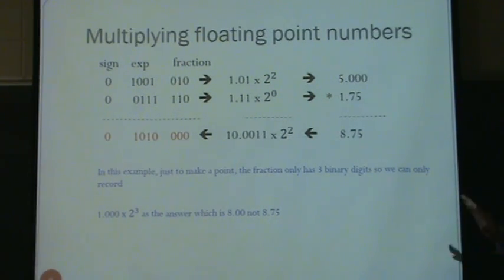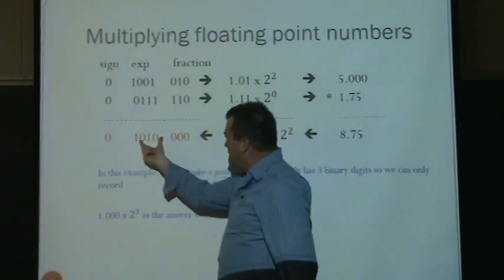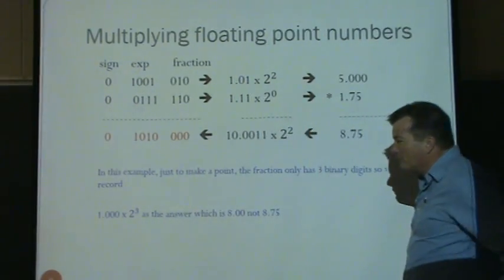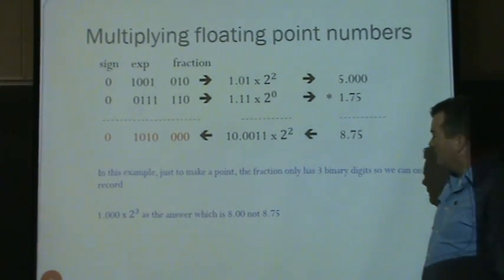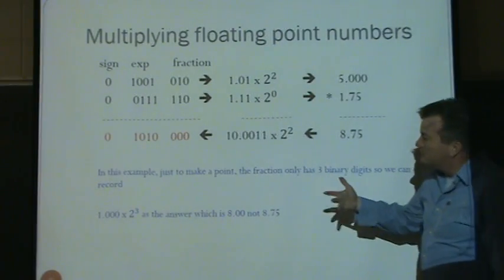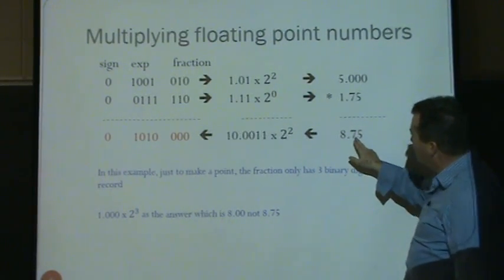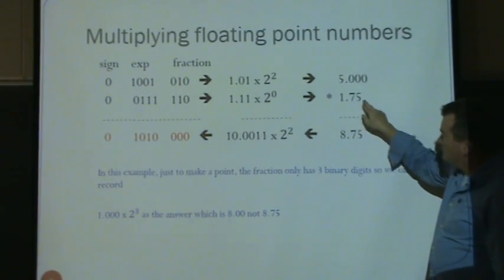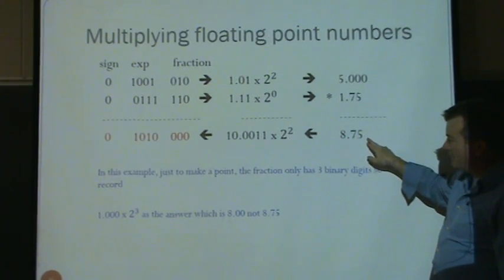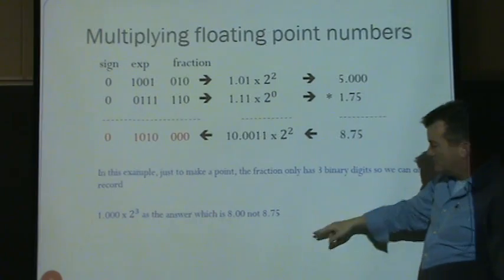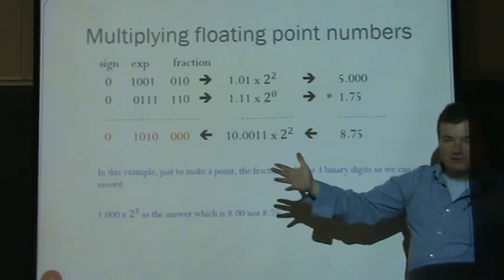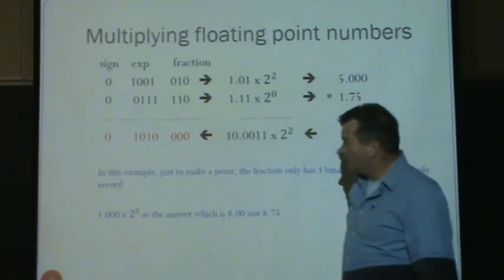Yeah, so this example is just trying to make a point. This would be a silly way to represent numbers. If we had a very small number of bits, this is what we'd end up doing. It's demonstrating there is a round-off error, because the correct answer, 5 times 1.75, is 8.75, but all we recorded was 8, because we didn't have enough bits to record it. It's the closest thing we could record.